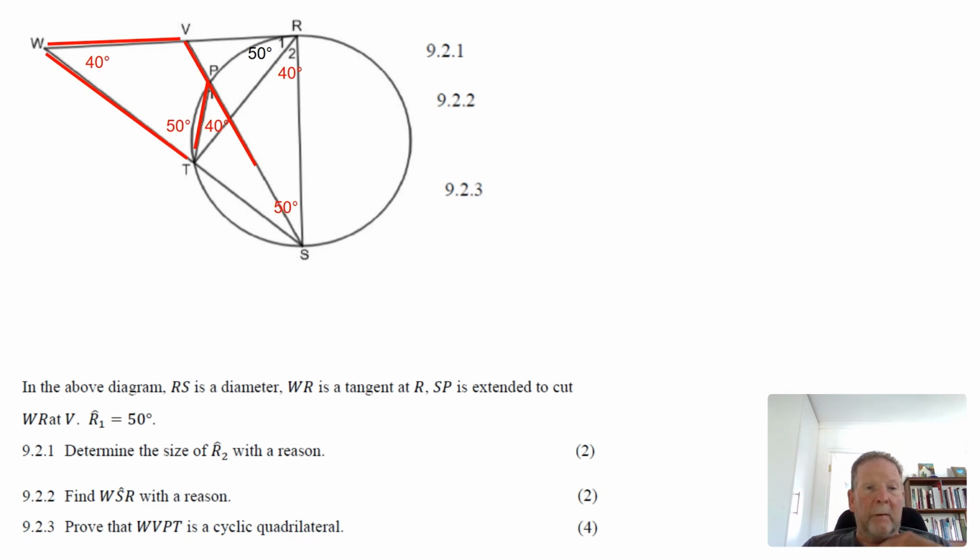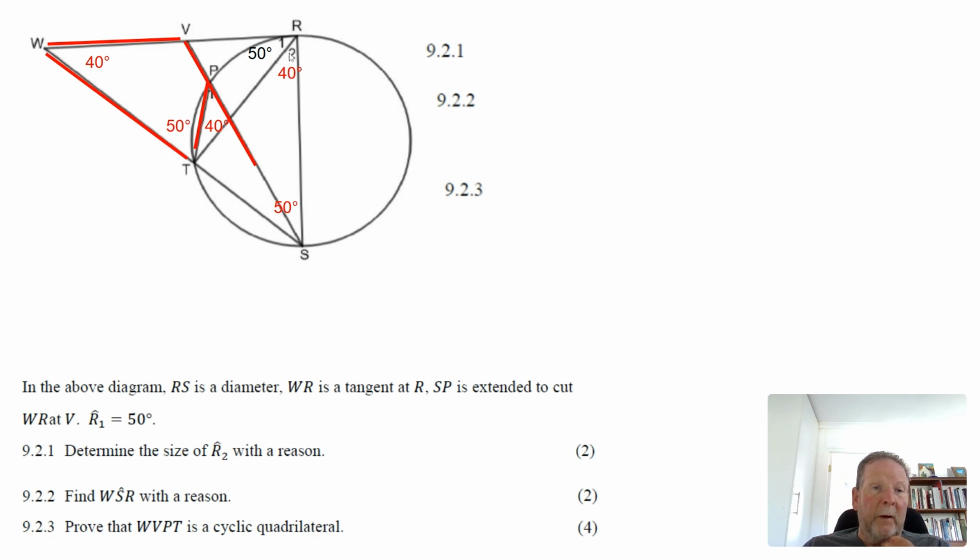Circle geometry here, and they give us this picture here, and they tell us a few things. They tell us that this is a tangent. You should read all of this stuff very carefully, and they tell us that R1 is 50 degrees, and then these points on the outside of the circle, but you should read it all very carefully. Determine the size of R2 with a reason.